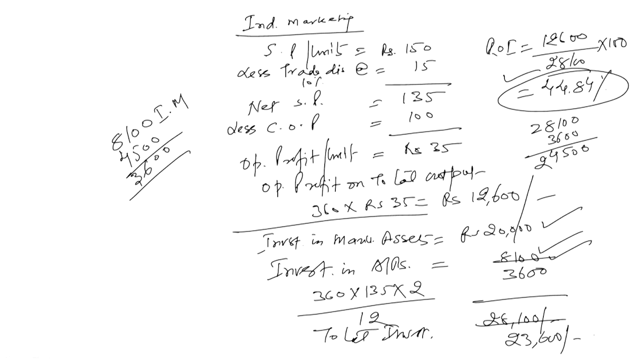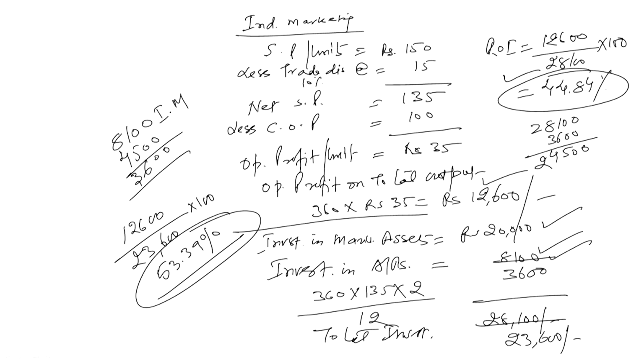So, if you compare now, what is your operating profit? This is the same 12,600, and your investment has come down to 23,600. So, what is now the changed profit? That is 53.39%.